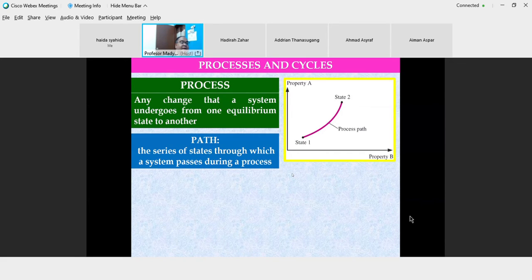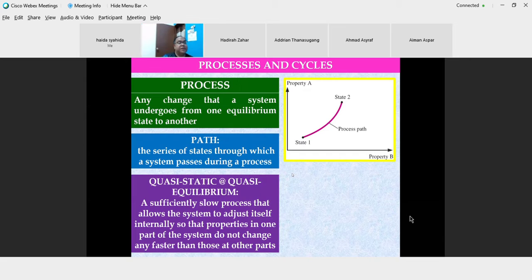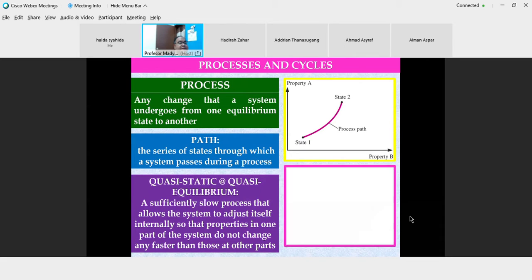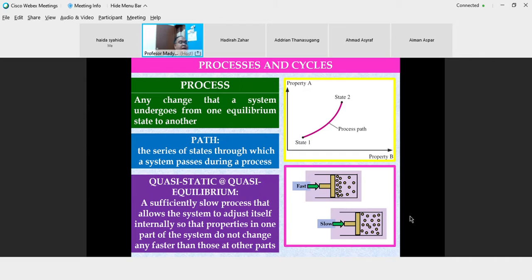What I talked about earlier. So process. So process is what? Any change that a system can undergo from one equilibrium state to another. For example, I walk from that door, from my bedroom to my study room. So from my bedroom is state 1. There is a different air conditioner, different room temperature. Then from state 1 in my bedroom, I come into my study room. So it's a process of walking. So we call it a process.